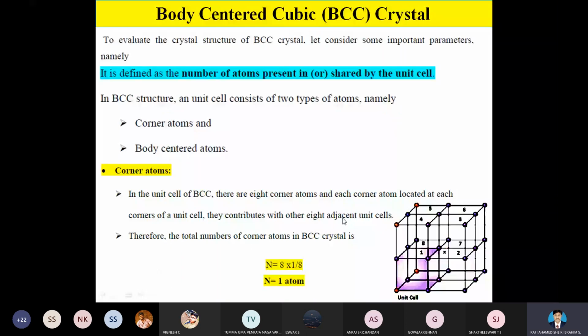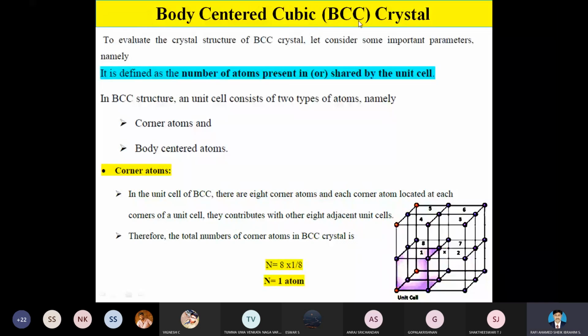Now the calculation part. To evaluate the crystal structure, let us consider some important parameters. The first parameter is the number of atoms per unit cell. It is defined as the number of atoms present in or shared by the unit cell. So we have to measure the availability and also its contribution. Only then can we give the total result for the number of atoms per unit cell.